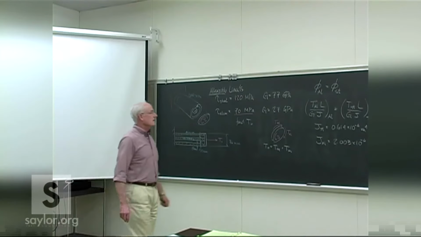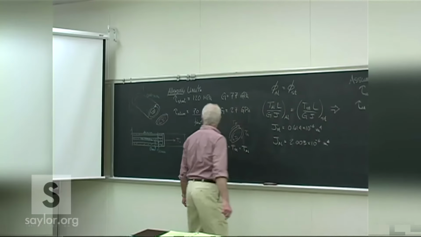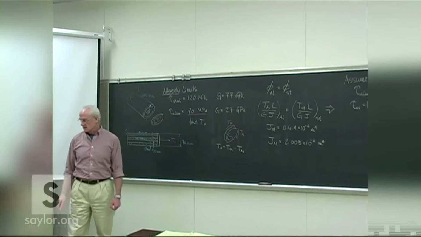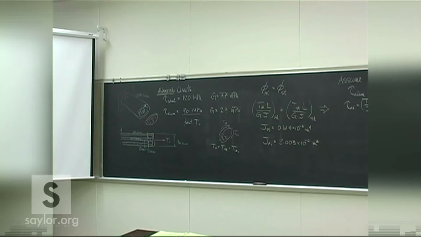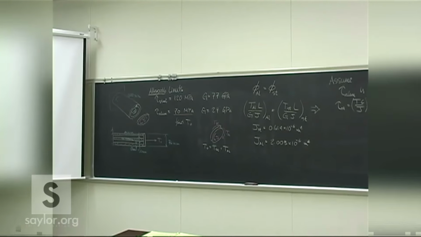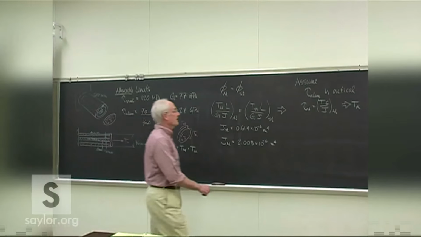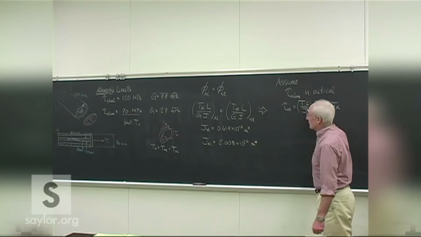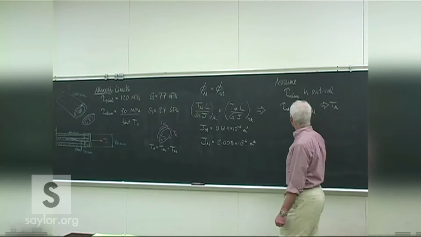Don't forget that C is the outer radius. For this part right here, all these values are for the aluminum, because we're using the value for the stress limit on the aluminum.